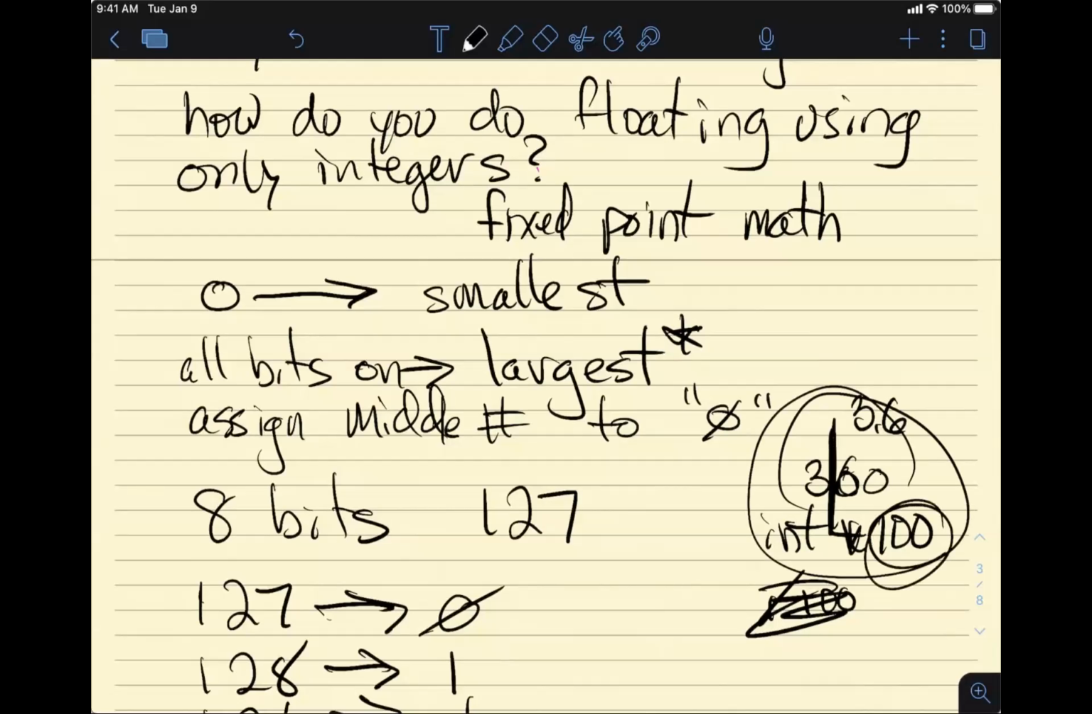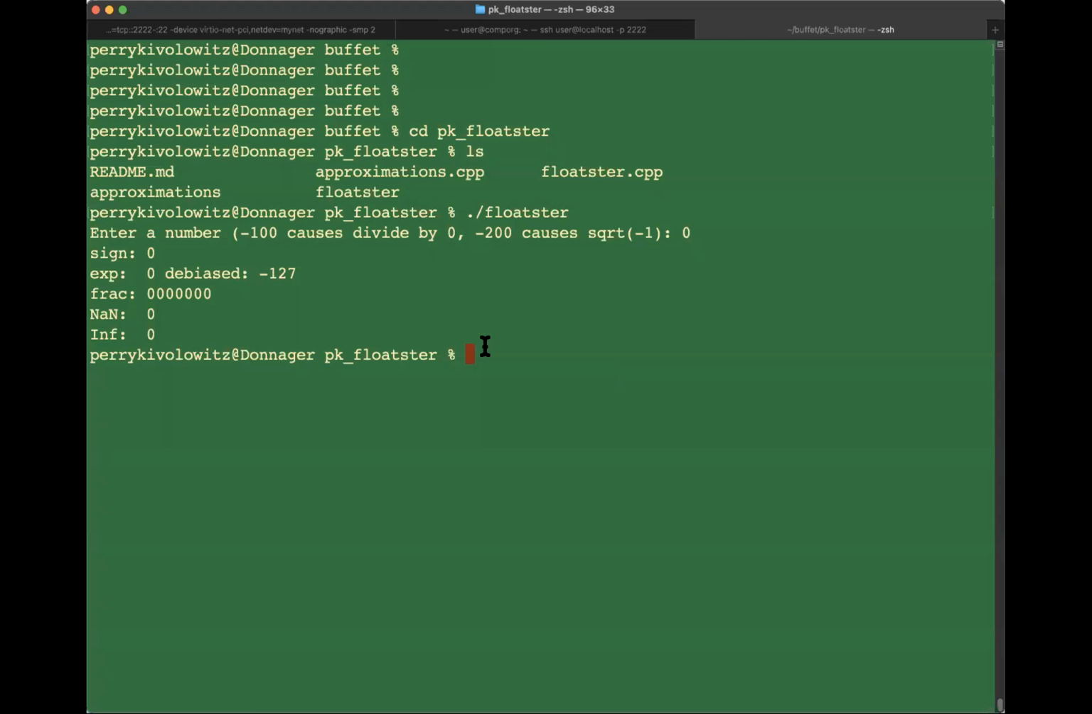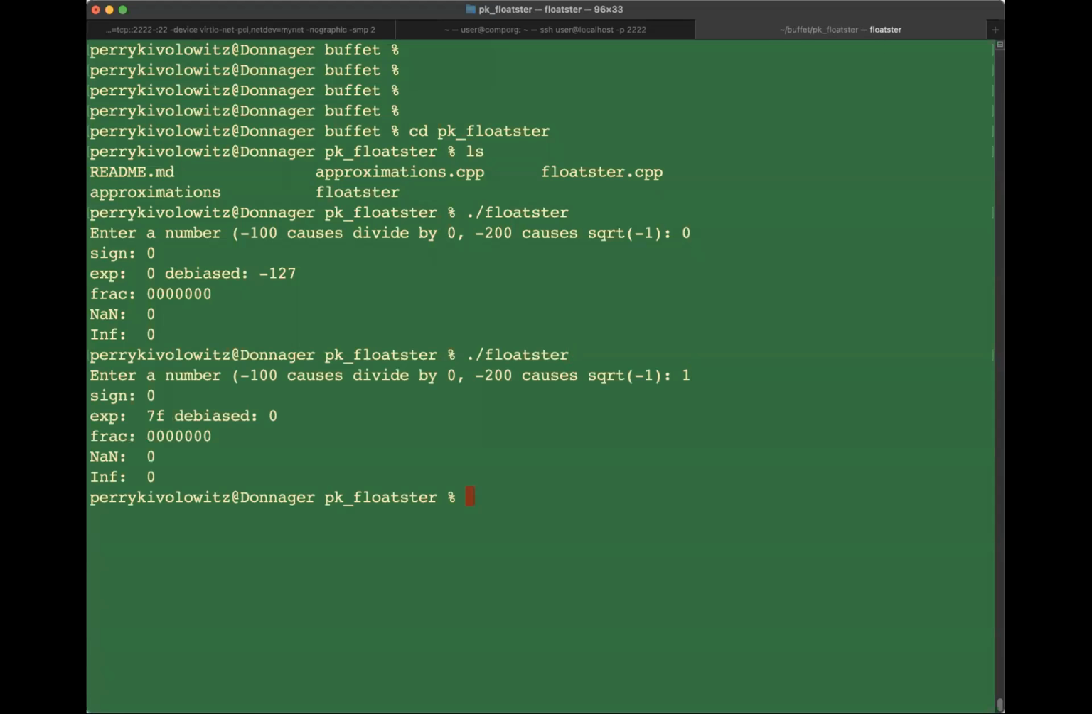Okay. All right, now going back to Floatster, let's take a look at the value there. Let's run it again. Let's take a look at the number 1. So what is 7F? 7F is 127. So debiasing, the exponent is 0. The fractional part is 0. So how do you get a 1 out of that?